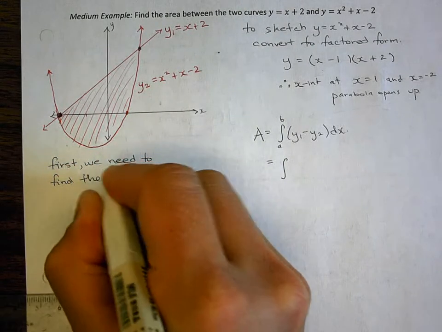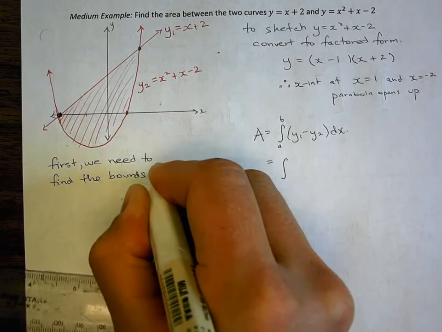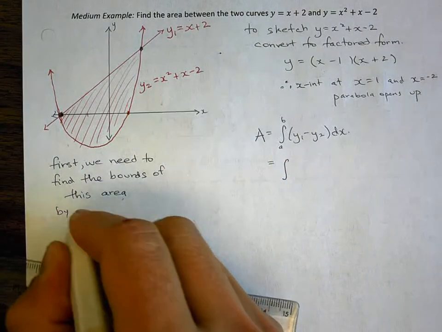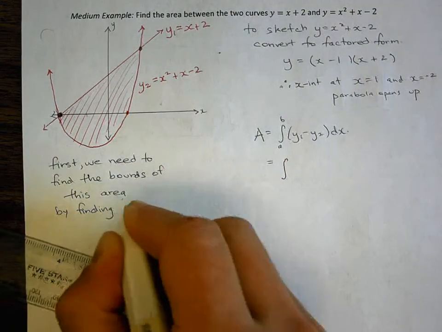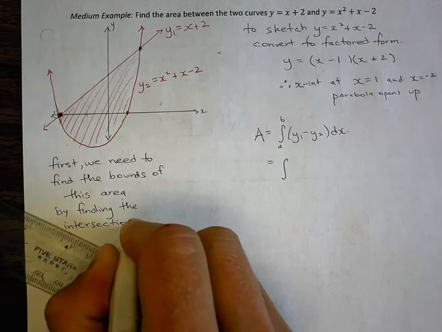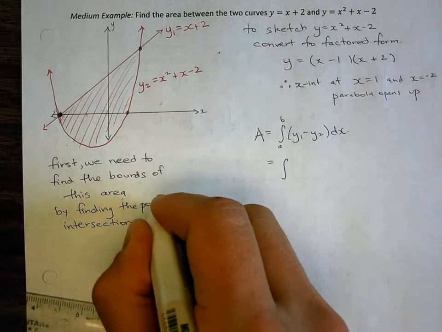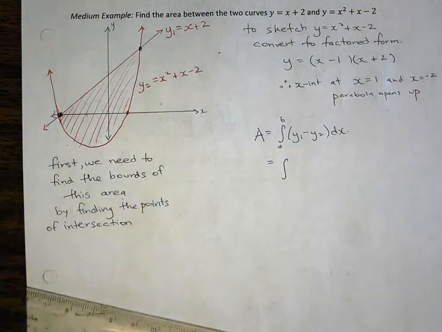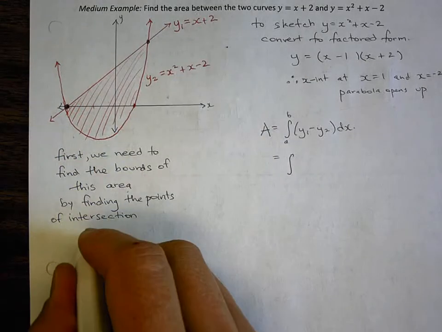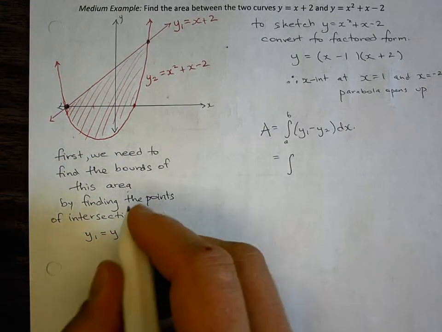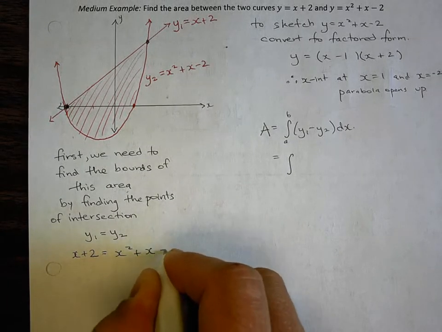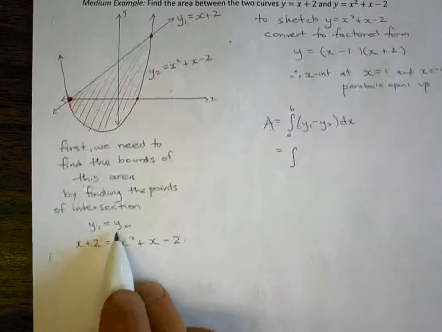So first we need to find the bounds of this area by finding the intersection. Oh, the points of intersection. If you guys remember how to do this, to find the points of intersection, you set y1 equal to y2. y1 was x plus 2, y2 is x squared plus x minus 2. Now, how do you solve a quadratic equation? This is just a quadratic.